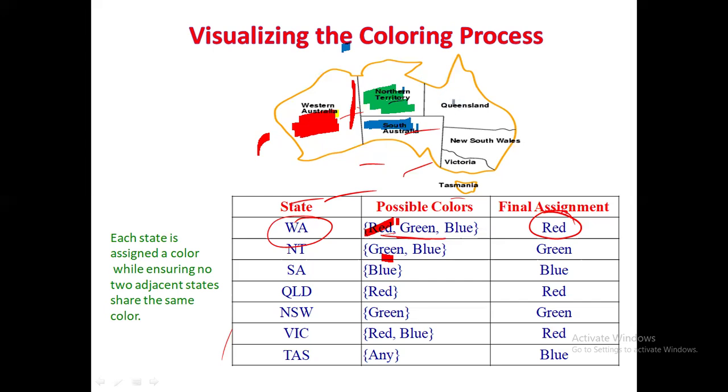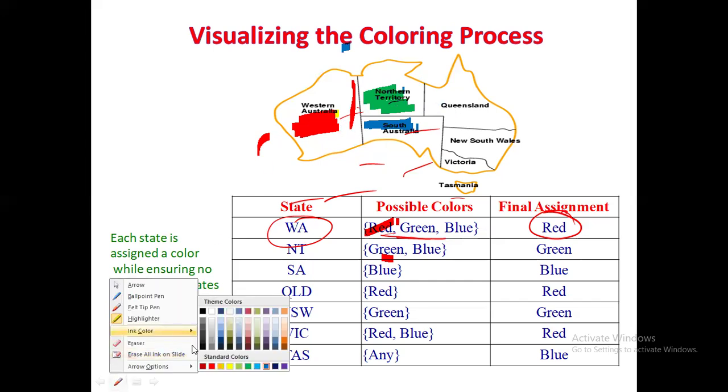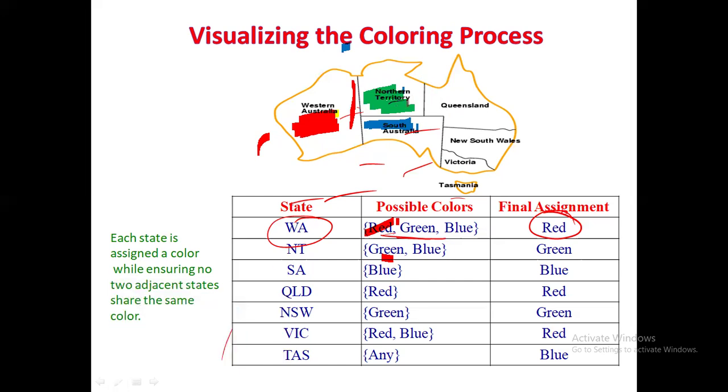So Queensland should not have the color red value. The possible color should be only red, because it should not have green and blue. So Queensland must have the red value. Here I have marked blue and green. We have marked this, which leaves red as the only available color for Queensland.